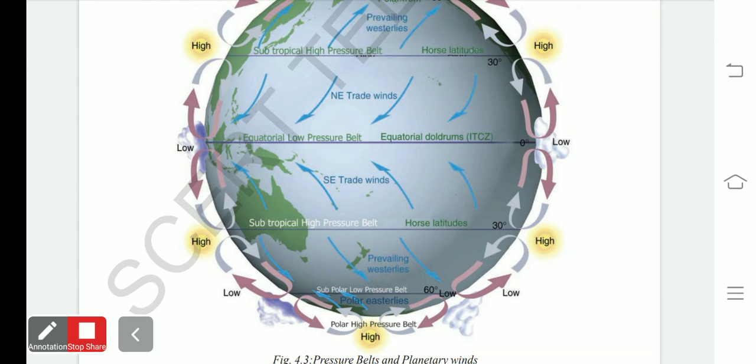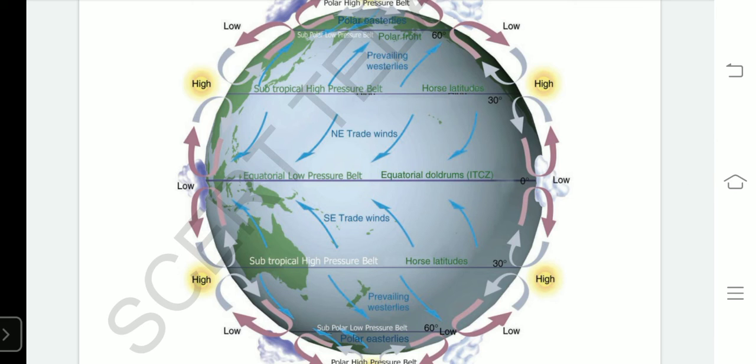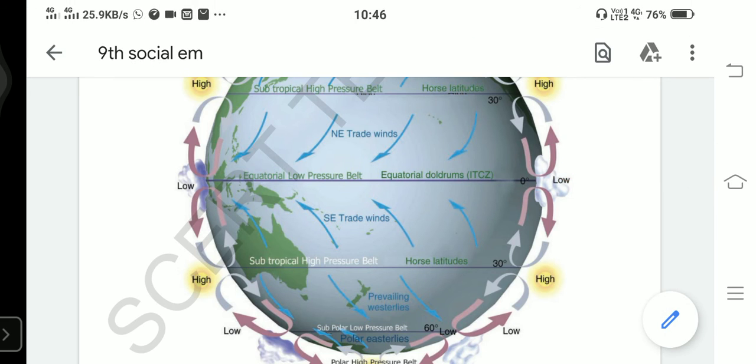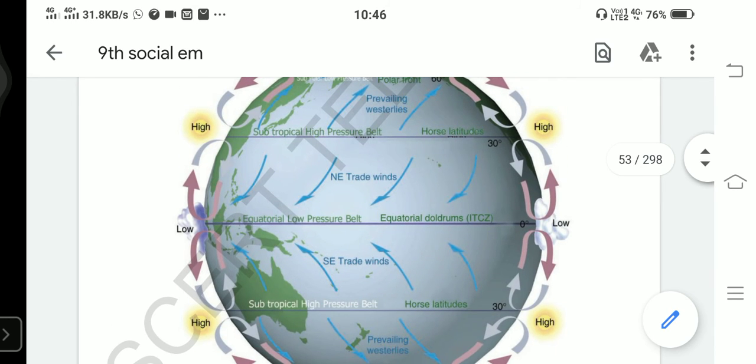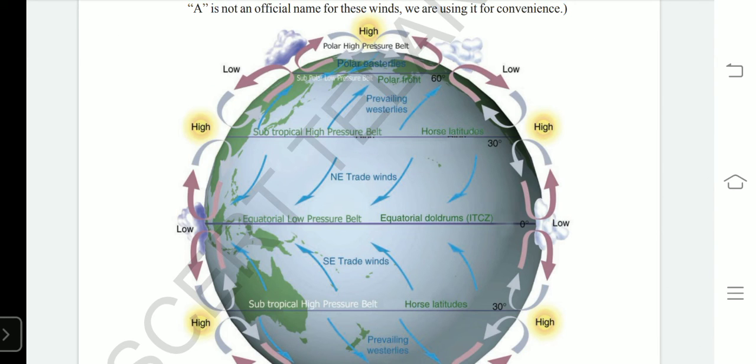So in the northern hemisphere, these winds are called northeast trade winds, as they are blowing in the direction of northeast. And in the southern hemisphere, they are blowing in the southeast direction, so they are called southeast trade winds. Understand? As the winds blow to the equatorial low pressure belt, they are heated and again rise into the high. So throughout the earth, we find air is circulated from one place to another place.